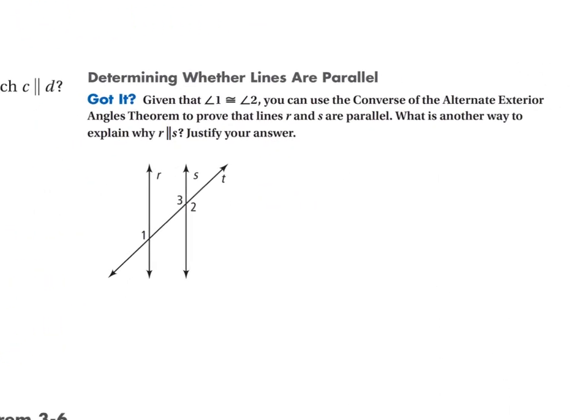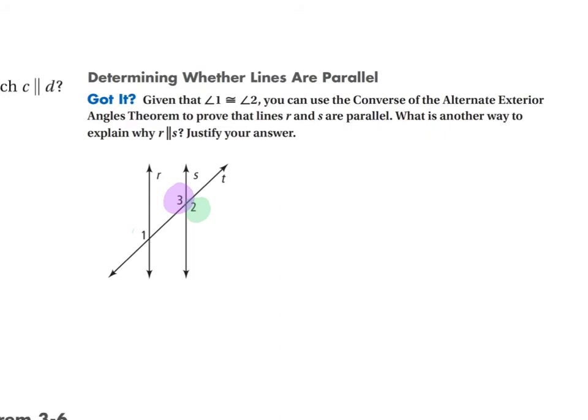Okay, so given that angle 1 is congruent to angle 2, you can use the converse of the alternate exterior angles theorem to prove that lines R and S are parallel. What is another way you can explain why R and S are parallel? Well, it only gives us one other angle to talk about, and that's 3. If 1 is congruent to 2, what do you notice about 2 and 3? What type of angles are those? Well, they're vertical.